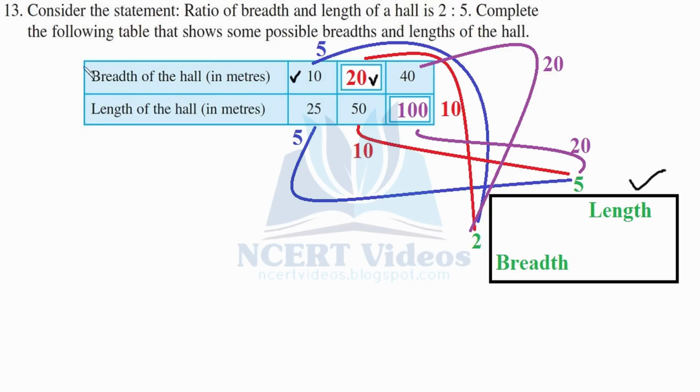Now here what we see, it is 40. 2 into 20 gives you 40. Similarly, we'll have to multiply 20 with 5. So 25 is a 100, therefore 100 came. So this is how you do and find your answer.